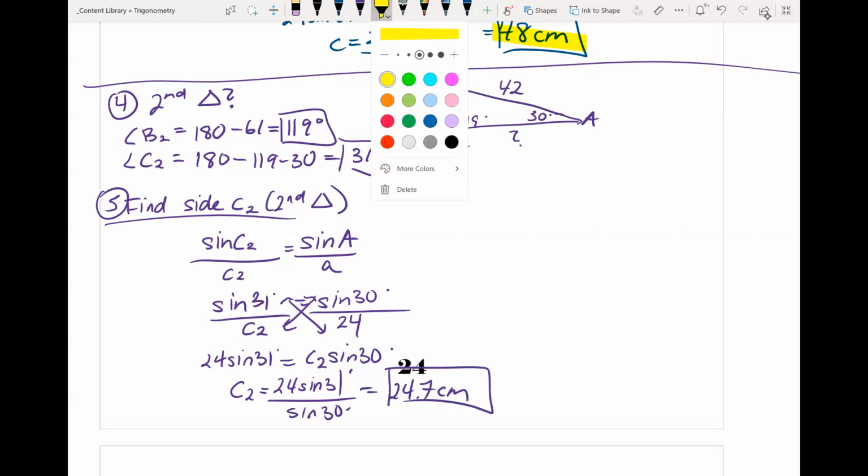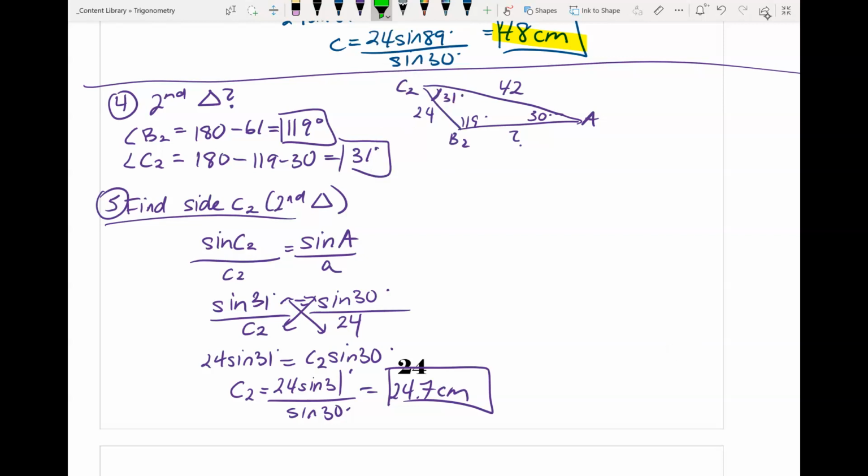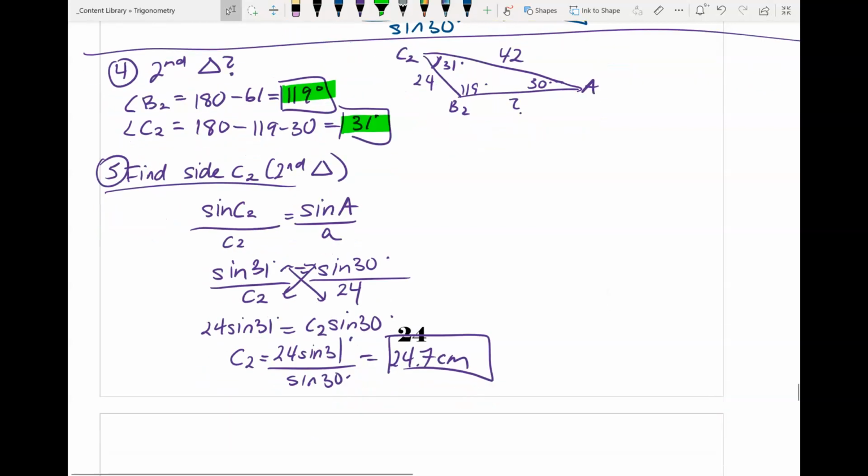So for your second triangle, we have found all the information for it. B2 is 119 degrees, and we did 180 minus the original angle B to find that. For angle C2, we know that 119 and 30 degrees has to be in the second triangle, so we subtracted that out from 180 to find the angle C2. Then lastly, we found side C2 using our sine law and the information that we already found for our second triangle.